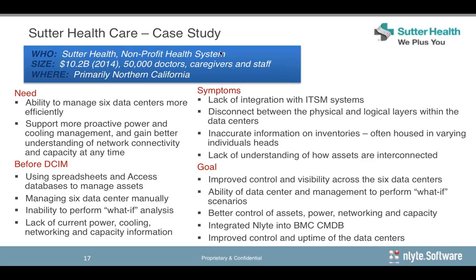They can perform these what-if scenarios more easily. They have better control of their assets, their power, their networking, their capacity. They integrated Nlyte into BMC, the BMC CMDB, so any changes that are occurring in the data center are automatically reflected up into the CMDB. Overall, they've improved the control and the uptime of the data centers by making sure that they're using software and an automated fashion to manage their data centers.